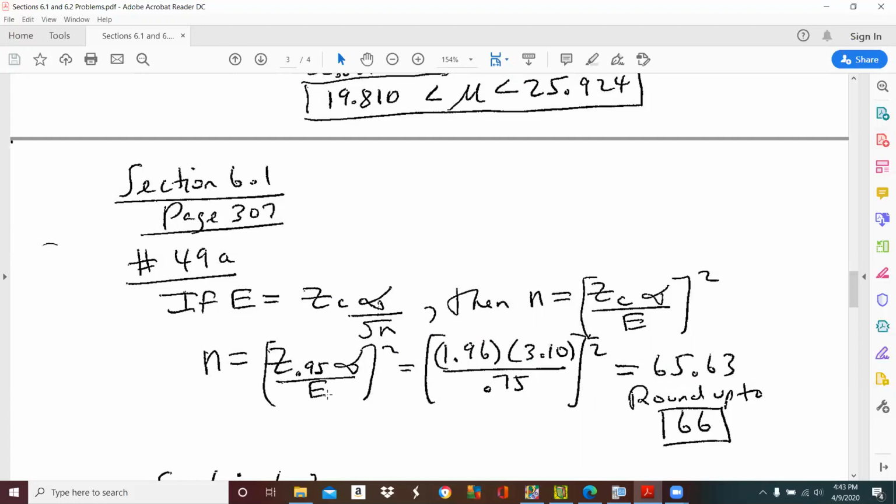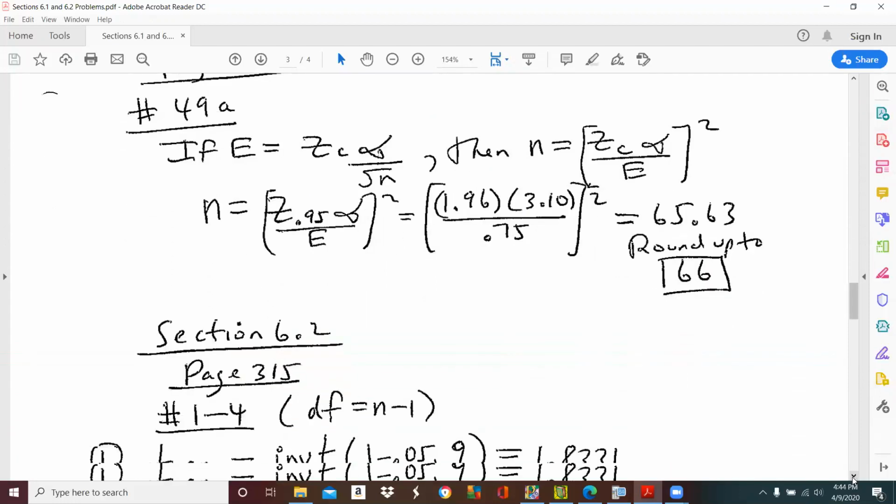And it didn't say margin of error in the problem, but it did say within 0.75. That is our margin of error, 0.75. We then square all of this inside the brackets. We get 65.63. Once again, we round up to the next whole number. It's 66, and that's our minimum sample size.